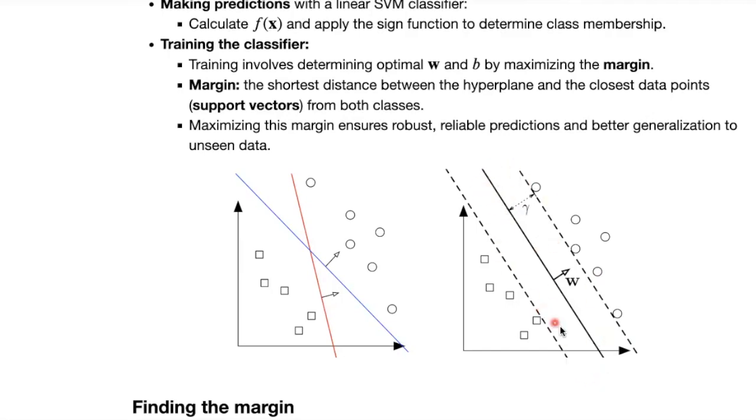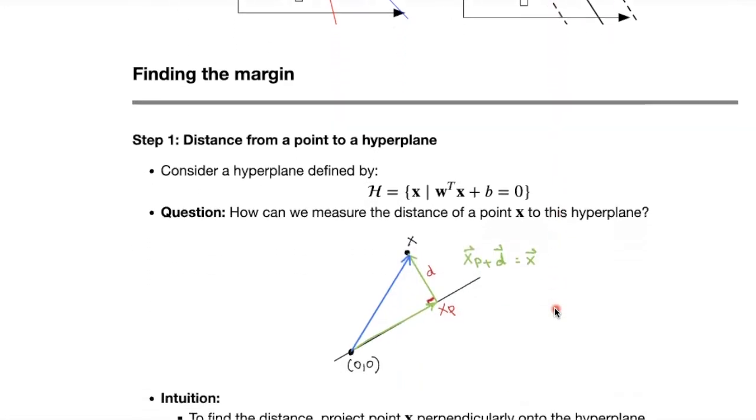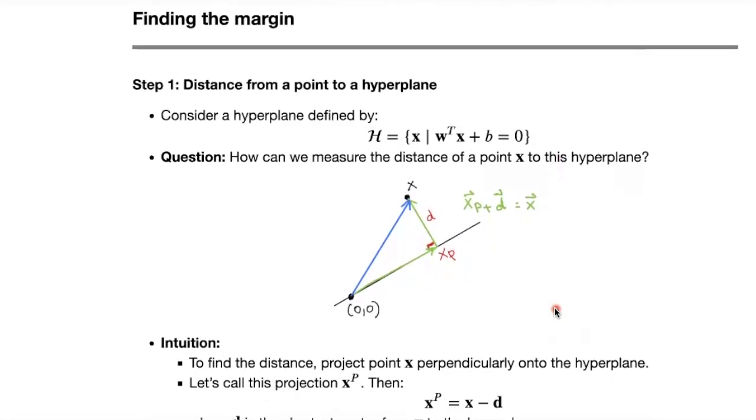I like to think of this as a street, right? So think of this as a two-way street, right? So you have one way, the cars going this way, one way here for the other cars going to the opposite direction. And we don't want to have anybody in this street and everything to be outside this street. That's the way I like to think about this. So how can we find this margin?